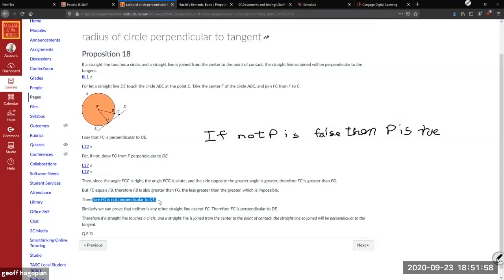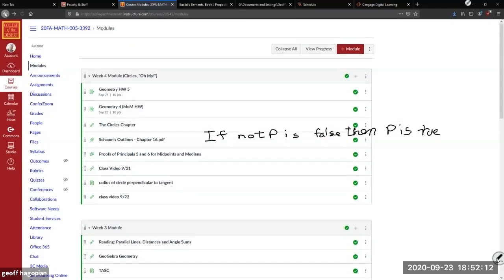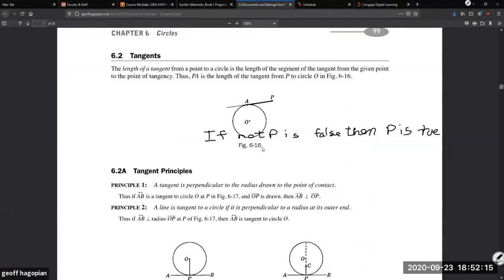And so we've arrived at a contradiction, which means that P must be true. That is, FC is perpendicular to DE. All right, nice little proof by contradiction. Okay, let's go back. Where were we before we got here? Oh, I think we were here, right? And let me erase that. Okay.